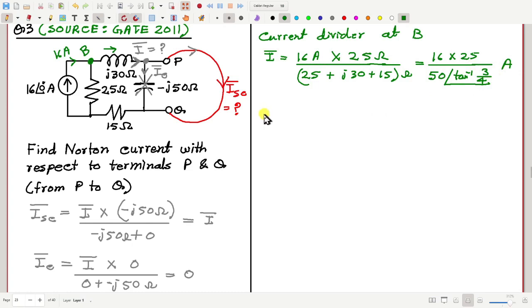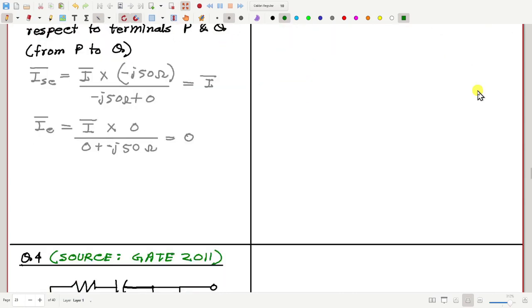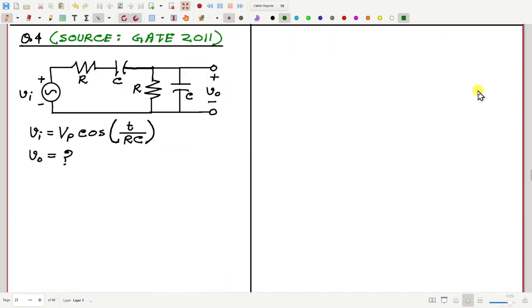Yes, sir. Now you can simplify this, whatever you get. Let me put it as homework: just simplify this complex number. Any questions so far? No, sir. Okay, then let me see if I have another question.